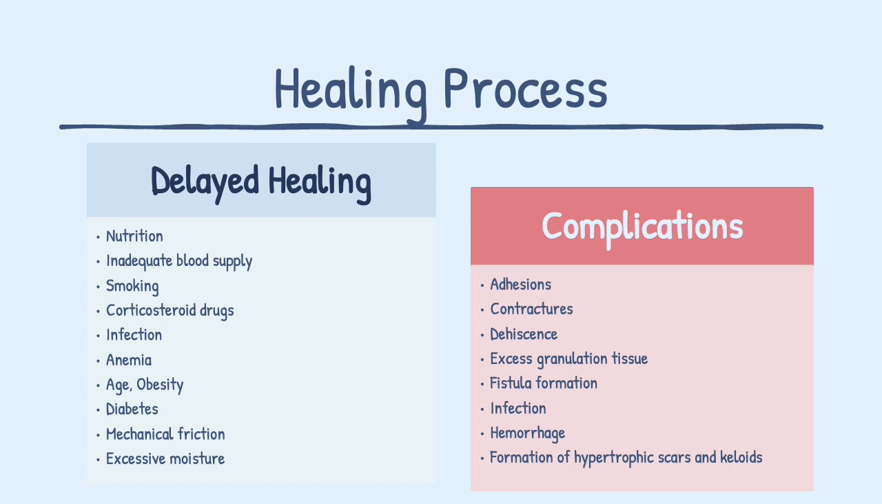Other complications impeding the healing process can include adhesions and contractures. Dehiscence is what we see when the two sides of the wound are not well approximated, or they have been well approximated and they start to come apart. Excess granulation of new tissue can also complicate healing. Fistula formation or tunneling can occur if the wound becomes infected, as well as if there's a hemorrhage or any form of hypertrophic scars or keloids forming.